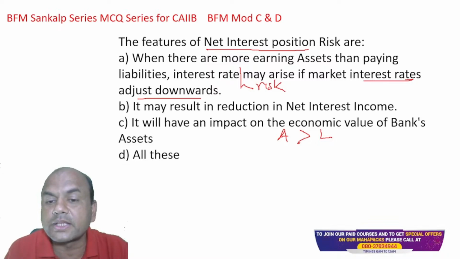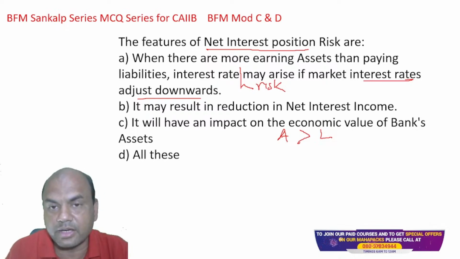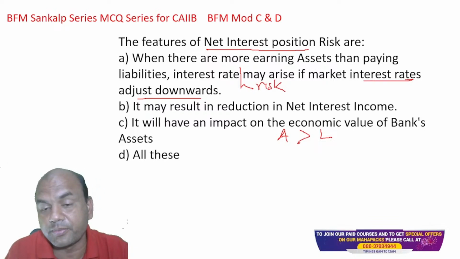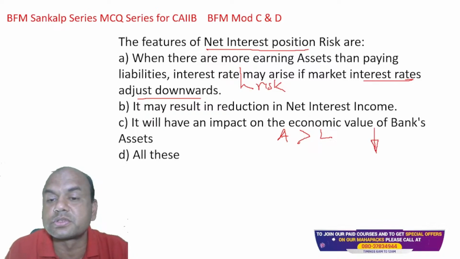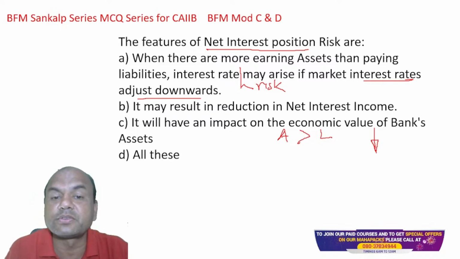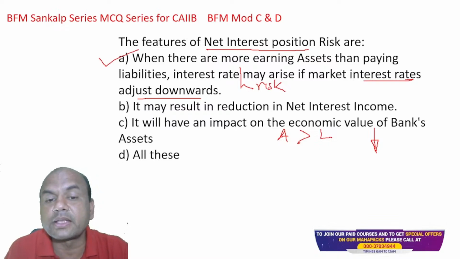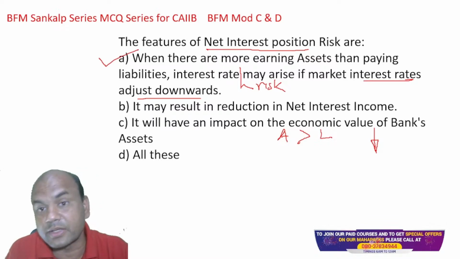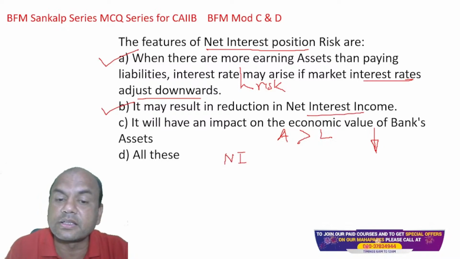If there are more assets than liabilities, I am having more earnings, my income is more because assets are more. So in that case, if the interest rate goes down, my earning will reduce, my surplus earning will reduce. That's why I may be faced with interest rate risk. So A is correct. What about B? It may result in reduction of net interest income. That is also true. It may result in reduction of NII. What is the difference between NII and NIM? NII means net interest income.